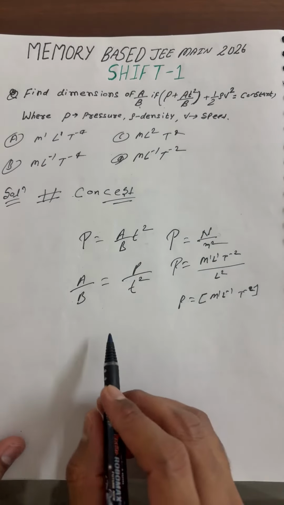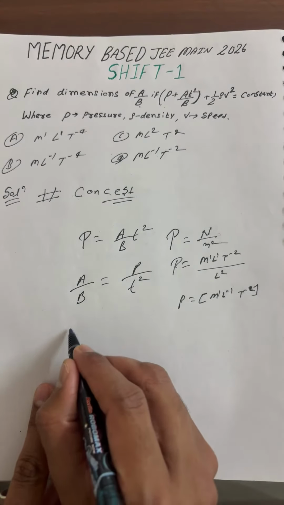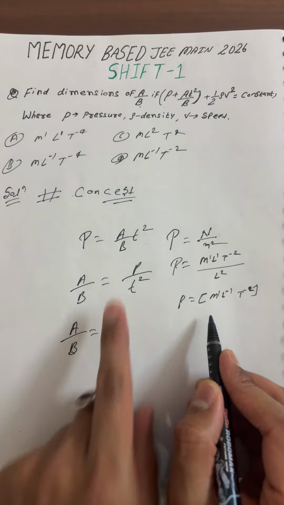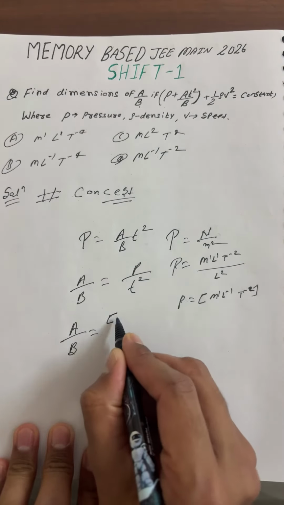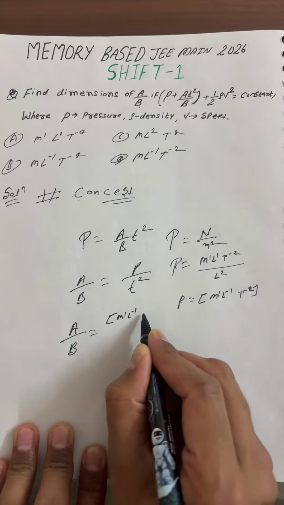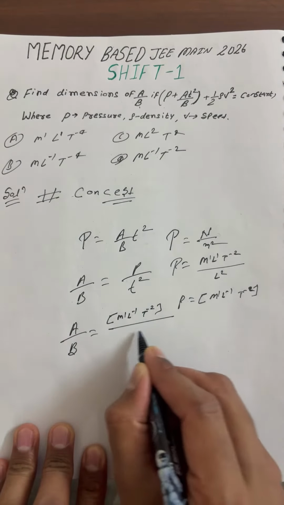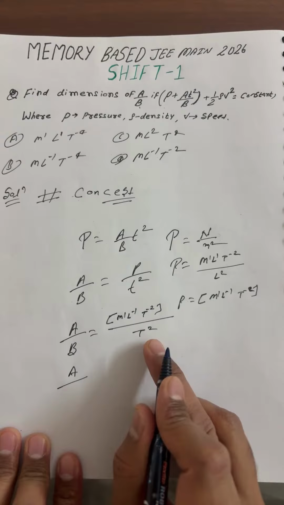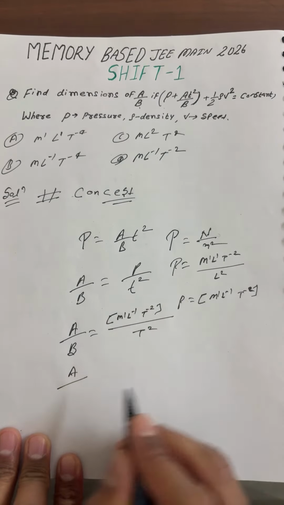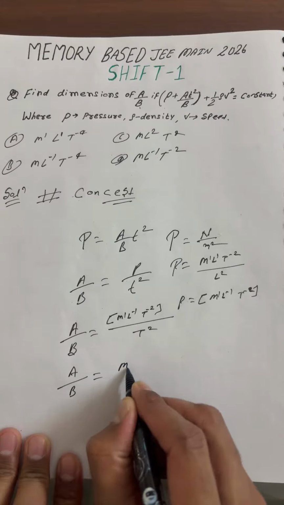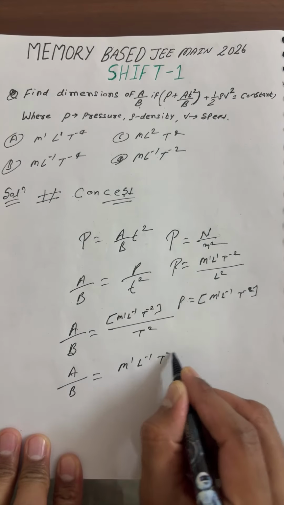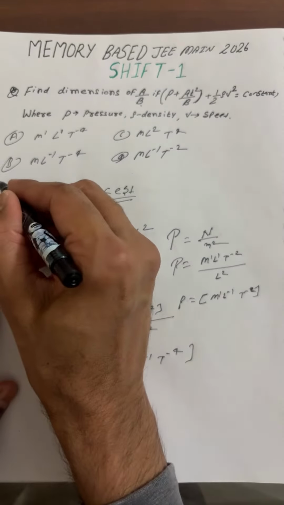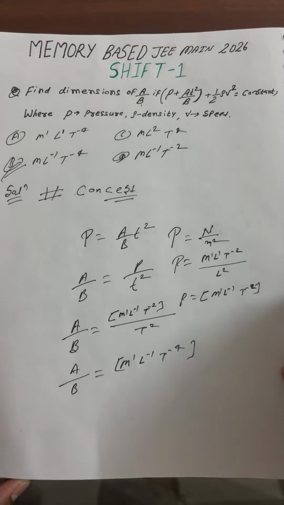Now, students, finally, because we wish to find A upon B, you can put in the value already found. This is M1 L minus 1 T minus 2, divided by T square. If the denominator goes up, the power becomes negative. So A by B will be M1 L minus 1 T to the power minus 4. Hence option B is the correct option. It's literally a very easy question.